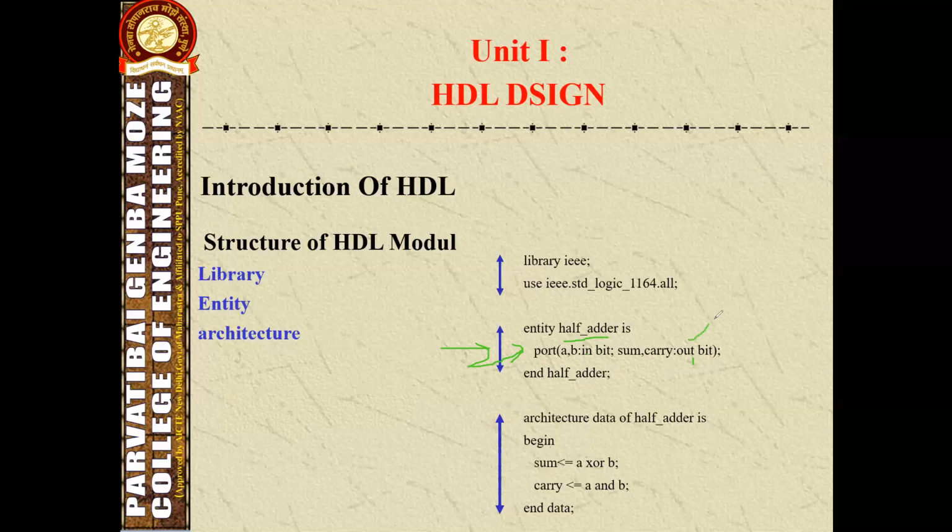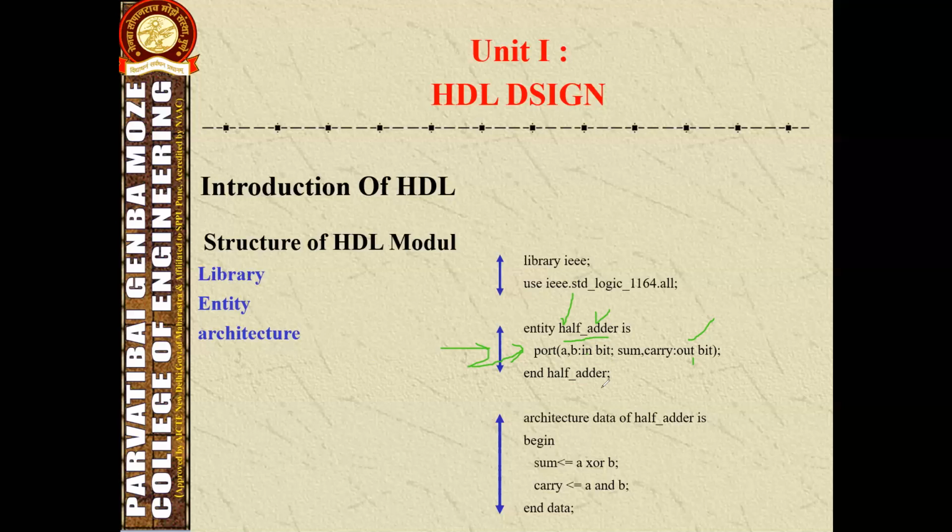And here carry is also an output. The word entity is a predefined word. The name of the entity is half adder, and this name is user selected. You can give any name, and it does not convey any information about the system. It's just an identifier. The entity could have been given any other name.